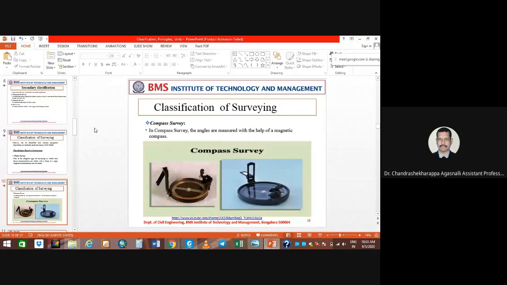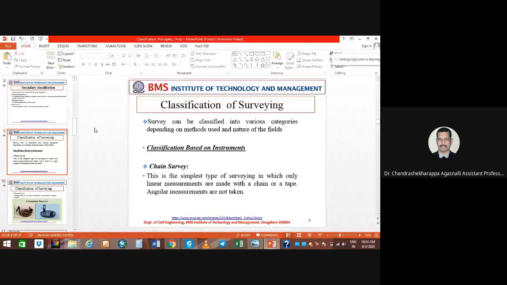We may go with the tape, 30 by 40 side, 30 by 60, 60 by 40, or it may be 100 by 100 side. So you are going to measure with the tape, not with the chain. Most common people are not familiar with the chain survey. They are familiar with the tape survey, right?